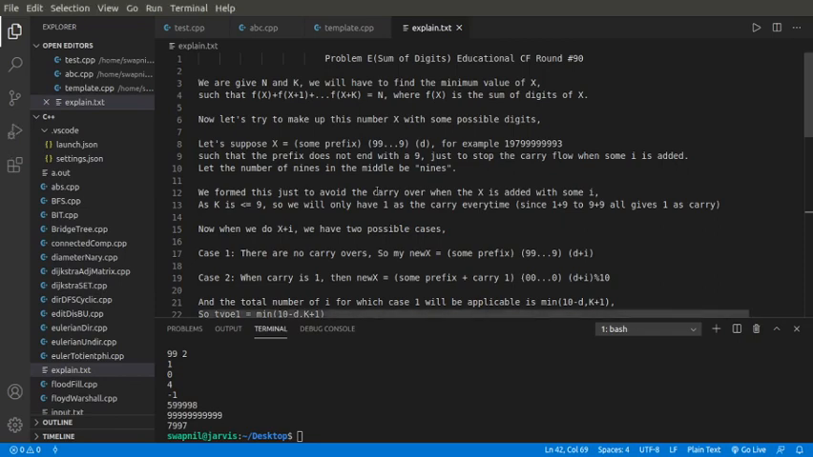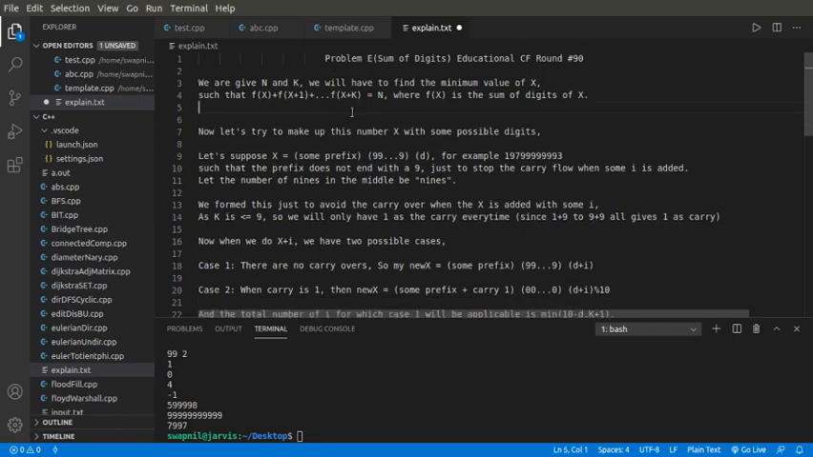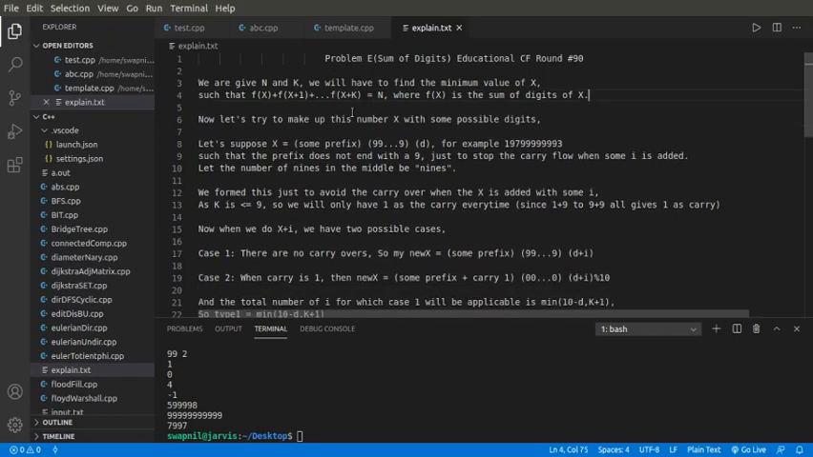Okay, so as explained earlier, we have n and k given by the user, and we will have to find the minimum value of x such that f of x plus f of x plus 1 up to f of x plus k is equal to n, where f of x is the sum of the digits of x. Okay, so this question would have been quite simpler, but the thing is that we have some amount of overflow over here. By overflow I mean the carryover part.